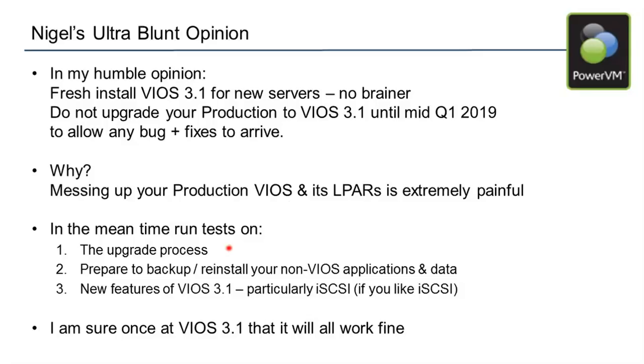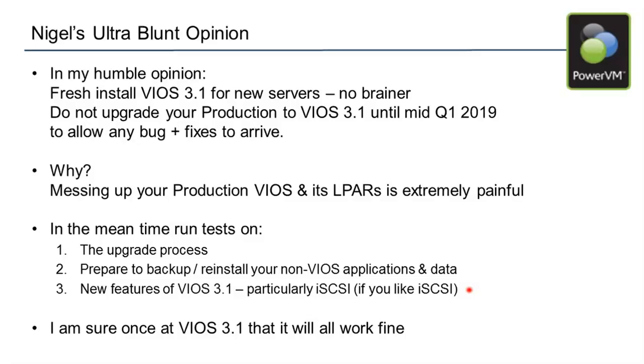In the meantime, of course, you can decide what upgrade process you prefer, test the one you prefer. Prepare all those backups and reinstalls and your regression tests. Get that sorted out, and you can look at some of those new features. If you like iSCSI, have a look at some of those iSCSI features and see if you want to switch those on in production later on.